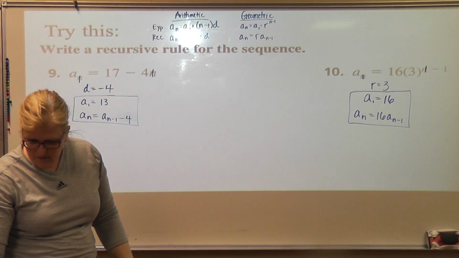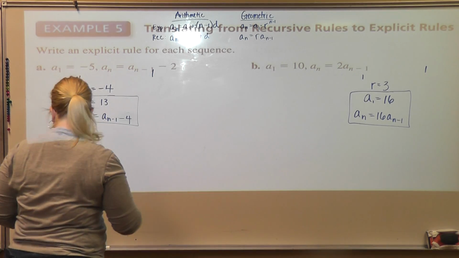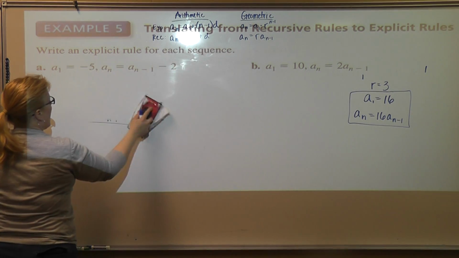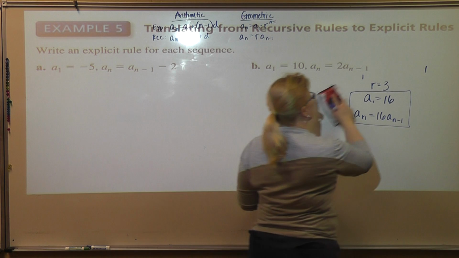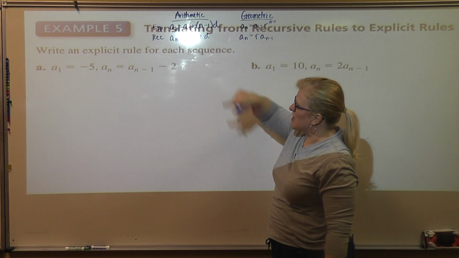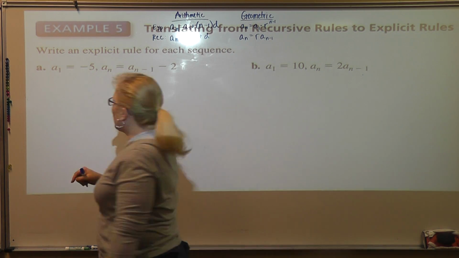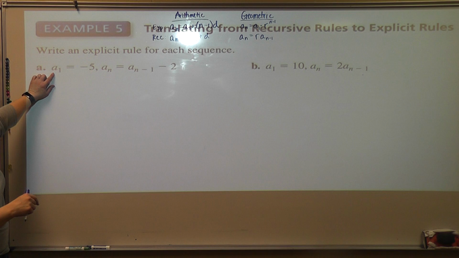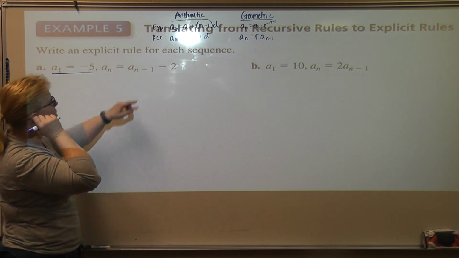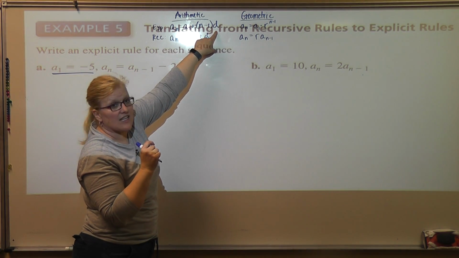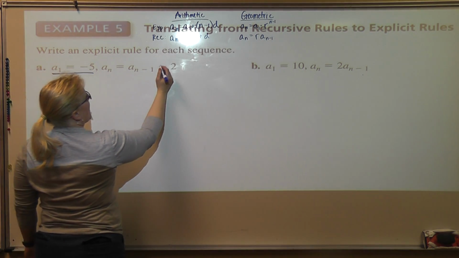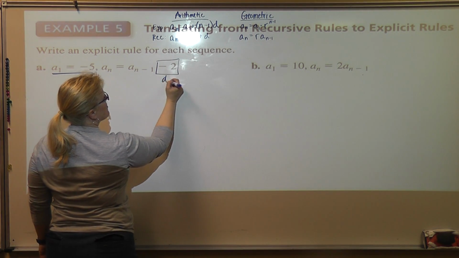All right, lastly, we're going to do the other way around. We're going to take a recursive rule, and we're going to switch it to explicit. And you can't see these as well. Sorry about that. So we have a sub 1. Definitely going to need that, a sub 1. Because remember, we need a sub 1 and we need D for this arithmetic one. All right? So a sub 1 is -5 and D is -2.